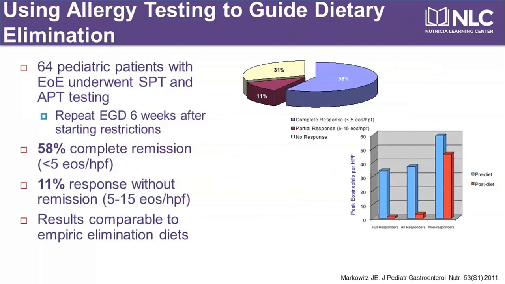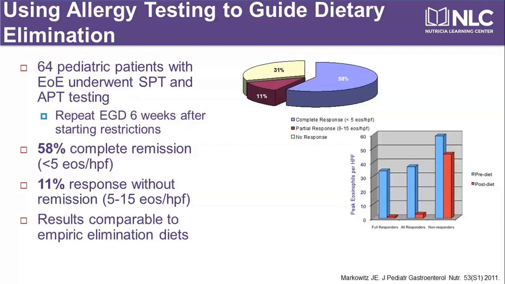And this is some data that we did a number of years ago based on our population, and what we found is that almost 60% of patients who had dietary elimination based on this approach got to a complete remission, like basically no EOs left. And then if you included those that had up to 15 EOs per high-powered field, we have a 69% response rate, which again is pretty close to the response rates published in these other studies.